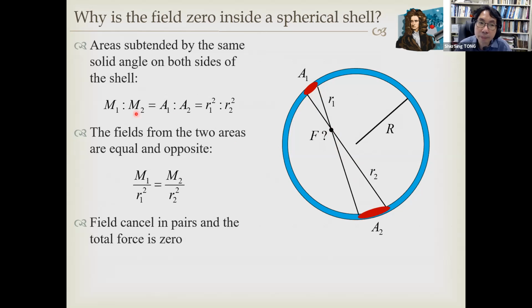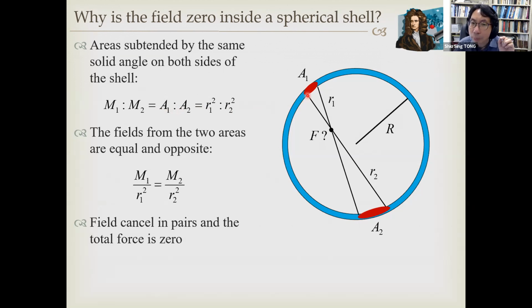Now, the ratio of the mass on the shell at area A1 to the mass at area A2 is M1 over M2, right? But the mass is proportional to the area because the shell is uniform. So M1 over M2 must be equal to the ratio of the areas, that is A1 over A2.